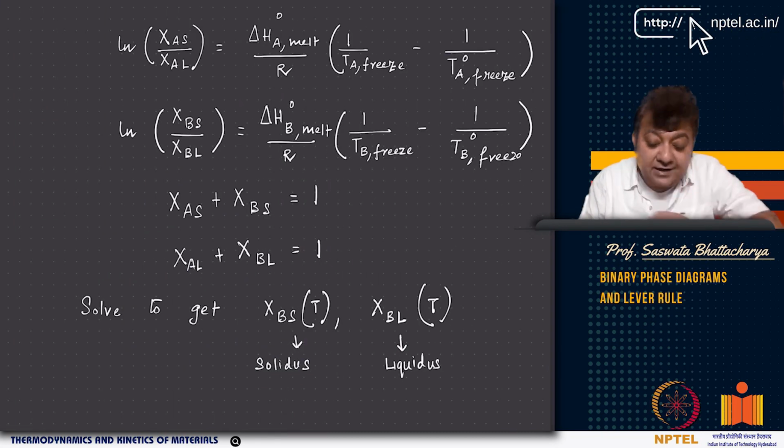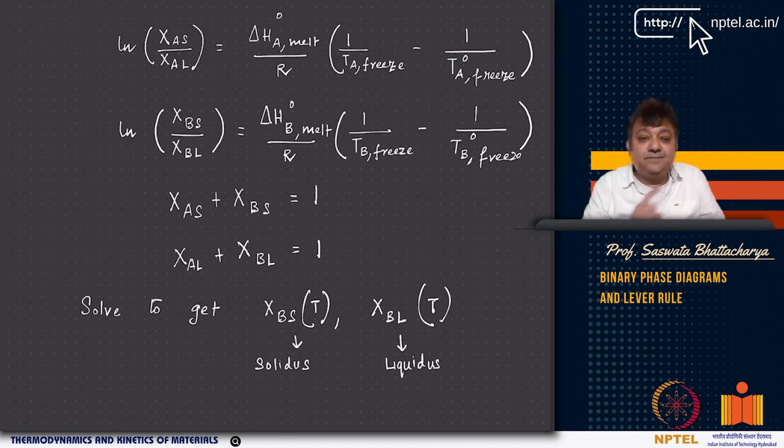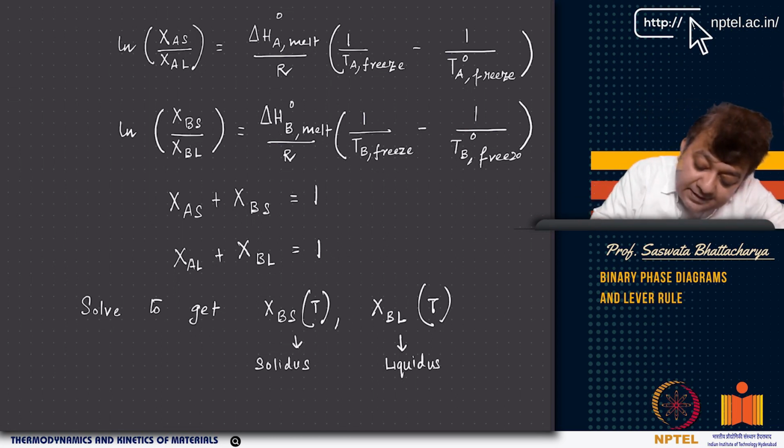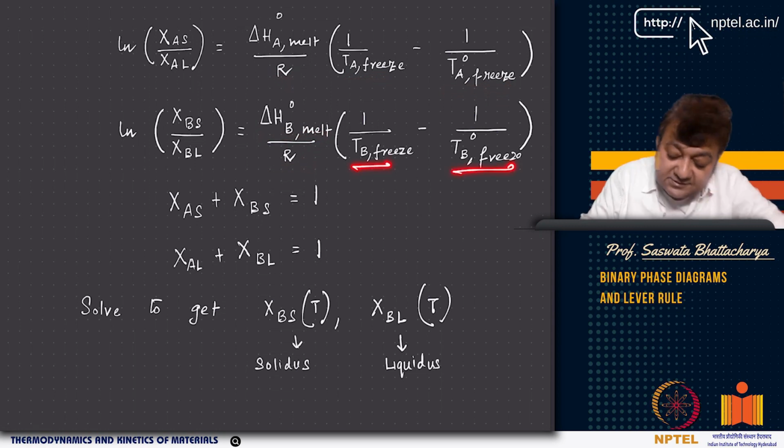Right, but it's a lens shape diagram. Now if you look at this, you have in both cases complete solubility, infinite solubility. Now again you look at the same thing, ln xAS by xAL. You have delta HA0 melt, that is the latent heat of melting of pure A. This is the latent heat of melting of pure B, your R, which is the gas constant, your TA freeze minus TA0 freeze, and TB freeze minus TB0 freeze, right?